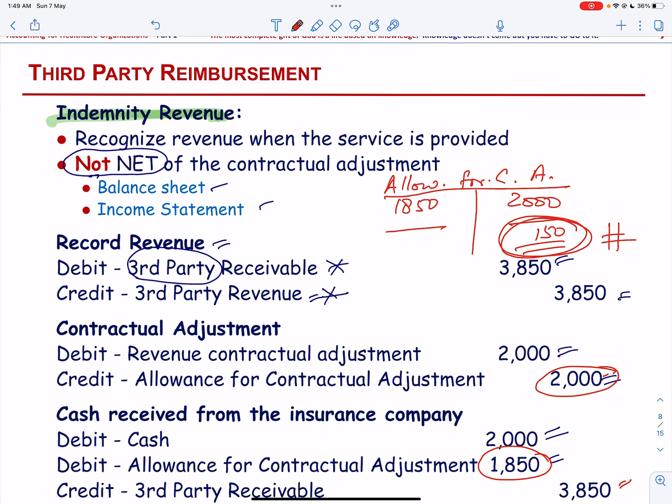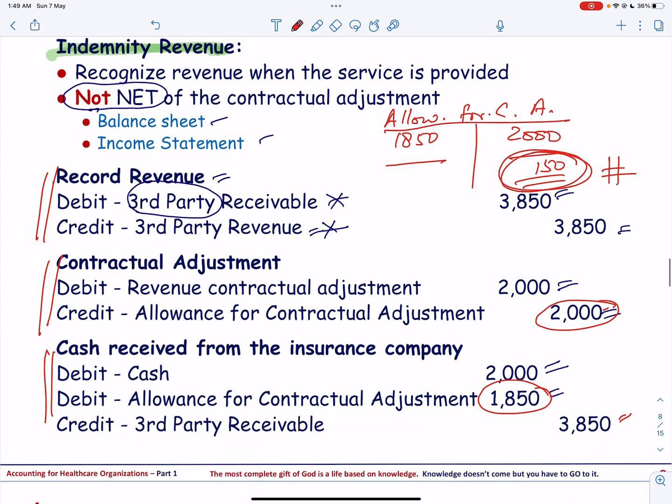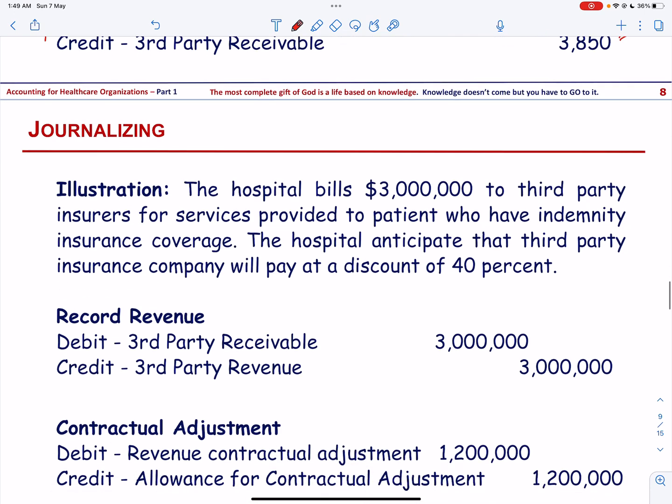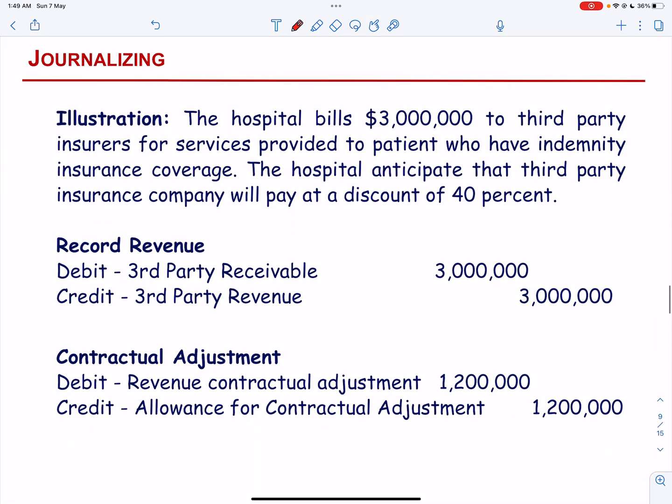So we record the gross, then we record the contractual adjustment, and then finally we record the receipt of cash from the insurance company. Let us take a look at another example where no insurance is involved.